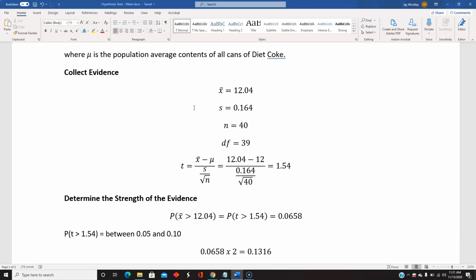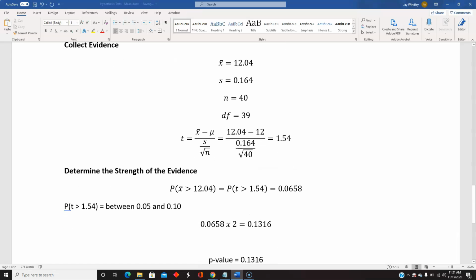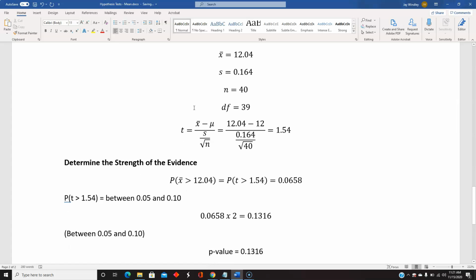That's totally legit. And then when that probability gets multiplied by 2, you could say between 0.05 and 0.10, and then that whole mess multiplied by 2 means that you have a probability between 0.10 and 0.20. And notice that our final p-value from technology is a p-value between 0.10 and 0.20.